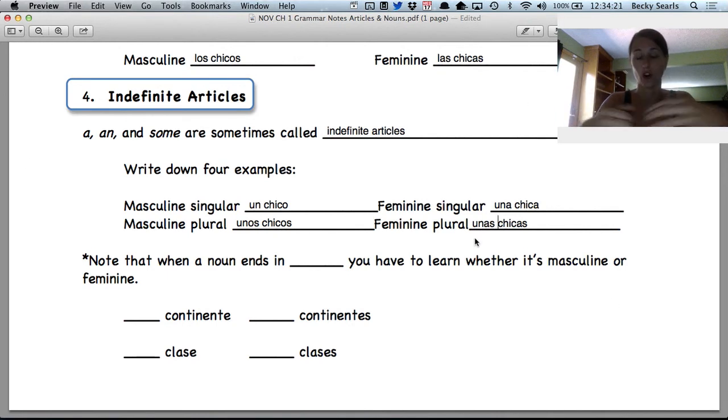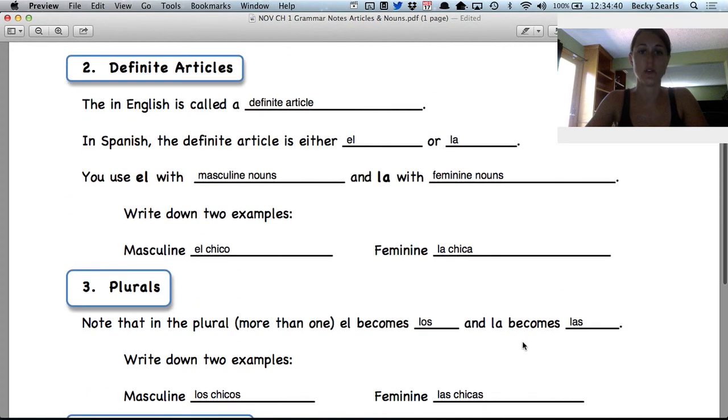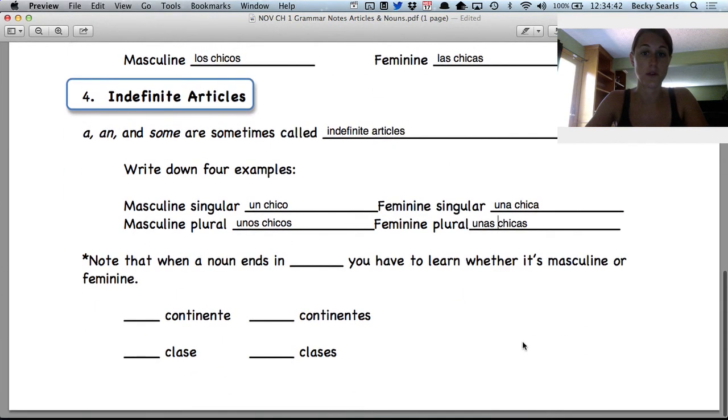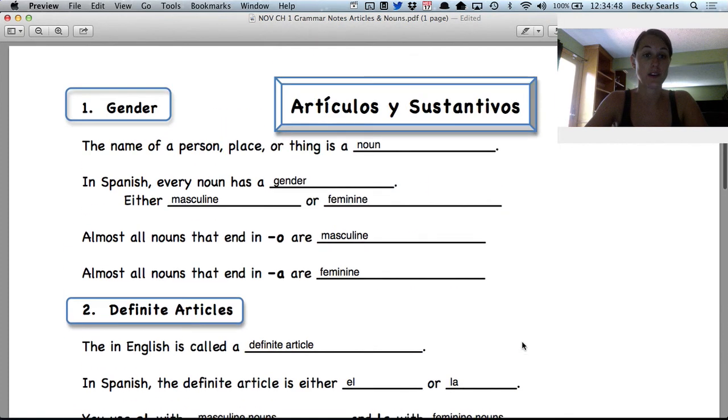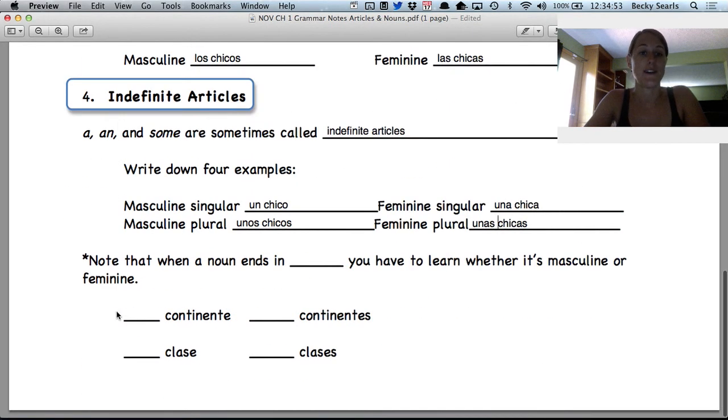So again, this is when I'm not sure who. I just need a girl or some boys. Un, a, una, a, feminine. Unos, some, masculine. Unas, some, feminine. So again, indefinite, you're not sure exactly who you're talking about. Definite, you know who you're talking about. Both, there are a lot more possibilities in Spanish than in English because of the first topic, gender, something that we don't have in English. Now, that's all pretty straightforward. Masculine, feminine, singular, plural, definite, indefinite.